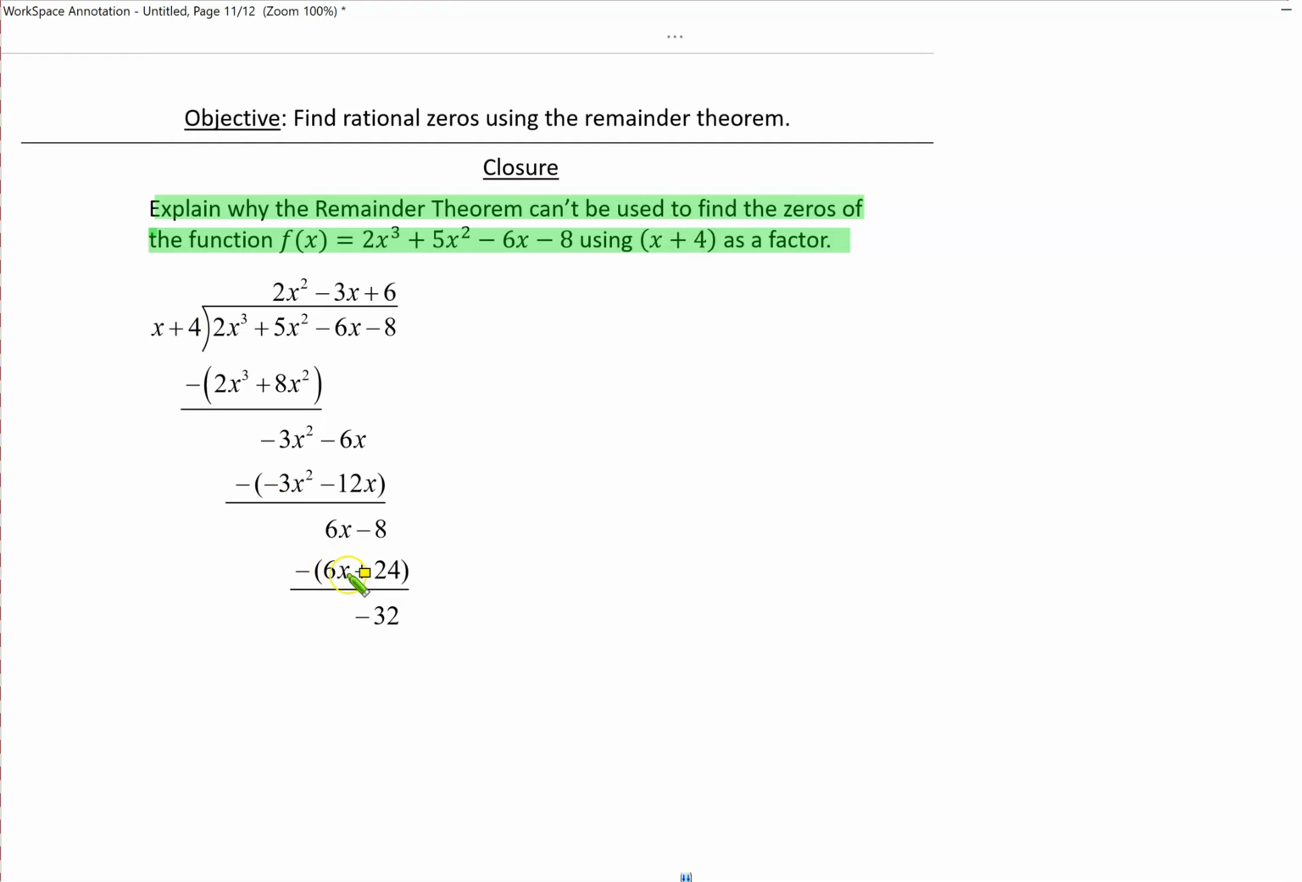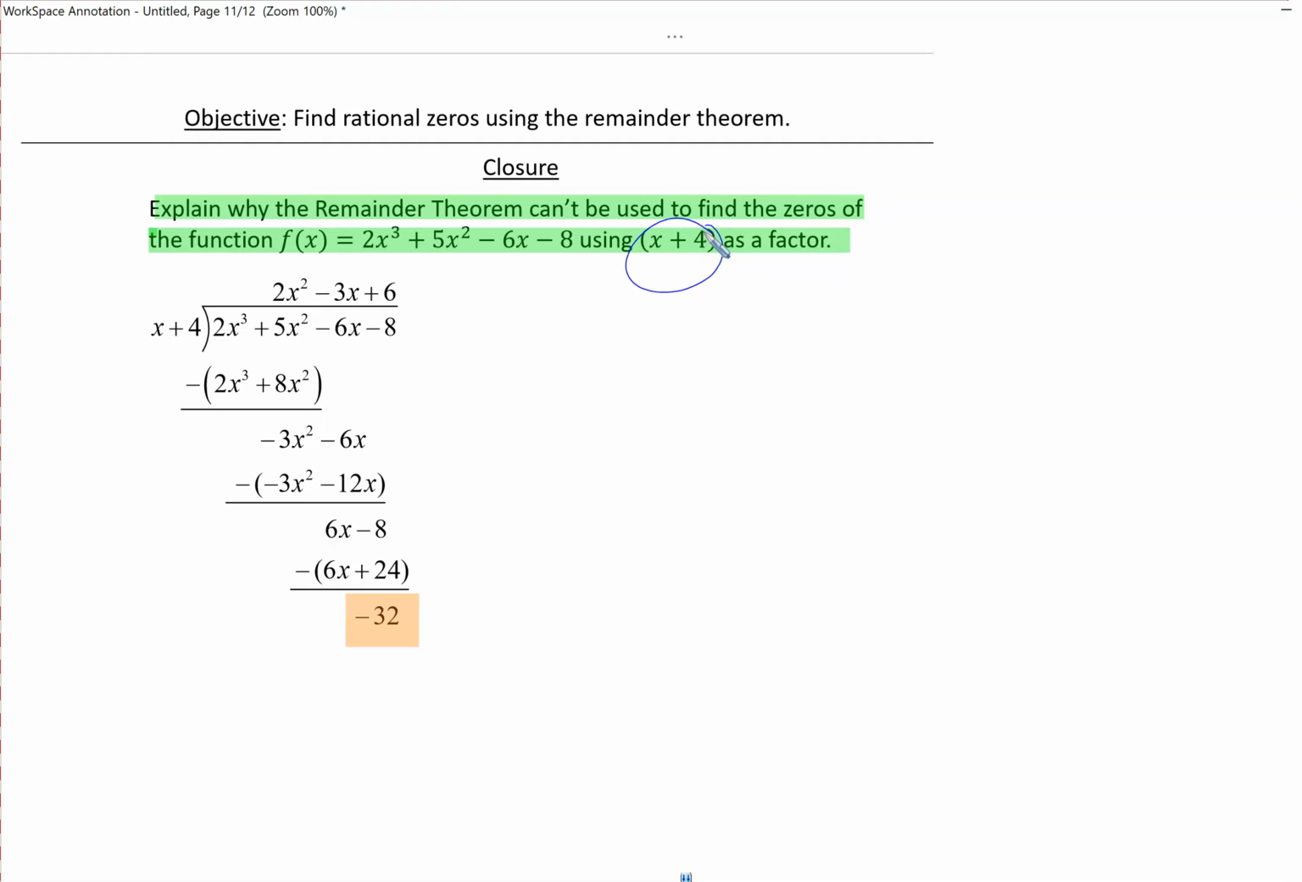Now, this division is all correct. So if we look at all of the math, it is done correctly. And what we end up with here is a negative 32 as the remainder. So that is telling us that this right here, x plus 4, is not a factor of this function, even though somebody thought it was.